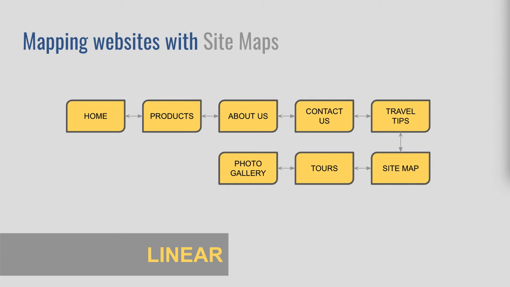If you're on the About Us page, just to show you another example, I could go forward to contact, or I could go backward to product, but that's all. I cannot skip to any other pages. Where would I see a linear page being used?